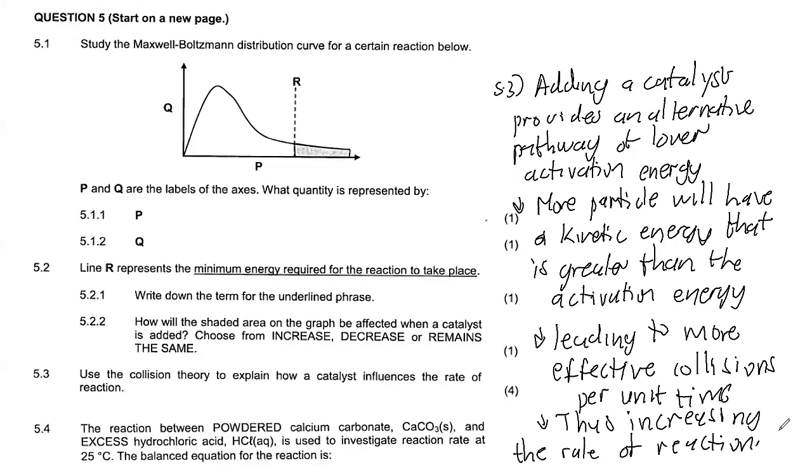That's how you're expected to explain that. So 4 points, 4 marks. Number 1, adding a catalyst provides an alternative pathway of lower activation energy, meaning more particles will have a kinetic energy that is greater than the activation energy, leading to more effective collisions per unit time and thus increasing the rate of reaction. Right. Then let's proceed.